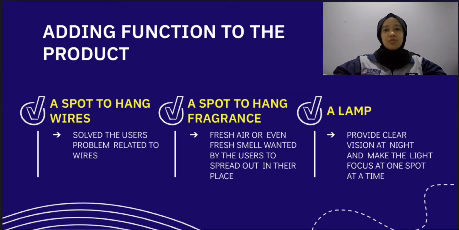We chose the table fan because of a few reasons. Firstly, to solve the problem faced by most users, which is related to wires. Wire management on the fan needs to be improvised by the users, since the user may use the product with other electrical appliances which also use wires. So here we can reduce the wire issues faced by the users by adding a spot to hang the wires.